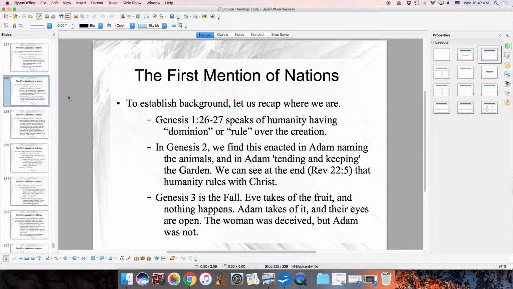Genesis 3 is the fall, and we just looked through all of that, where Eve takes of the fruit and nothing happens. Adam takes of it and their eyes are open. The woman was deceived, but Adam was not. And in this, there are now these principalities and powers that rule, that are bent towards evil, and the creation itself is in this fallen state, in this depraved state, so to speak.